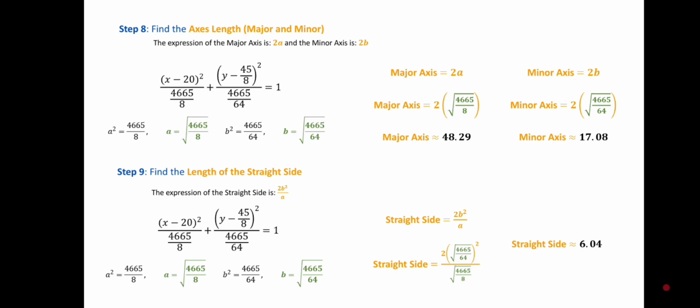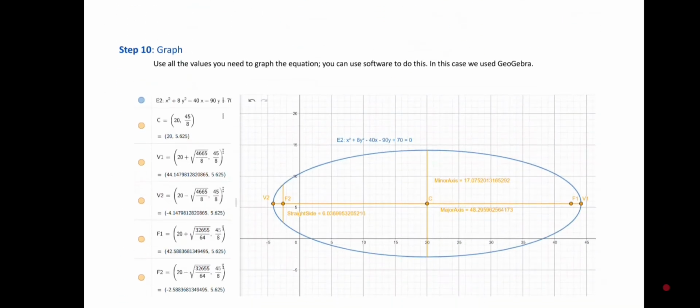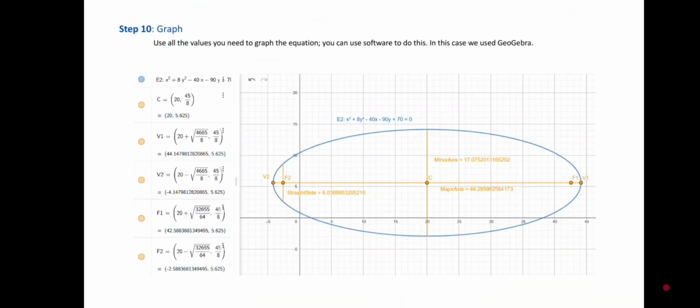Now step 9. We are going to find the length of the straight side. And the expression of this is 2b squared divided by a. We already know all of these numbers. So moving on to the formula, it will be 2 times 4,665 divided by 64, divided by the square root of 4,665 divided by 8. So the straight side will be 6.04.